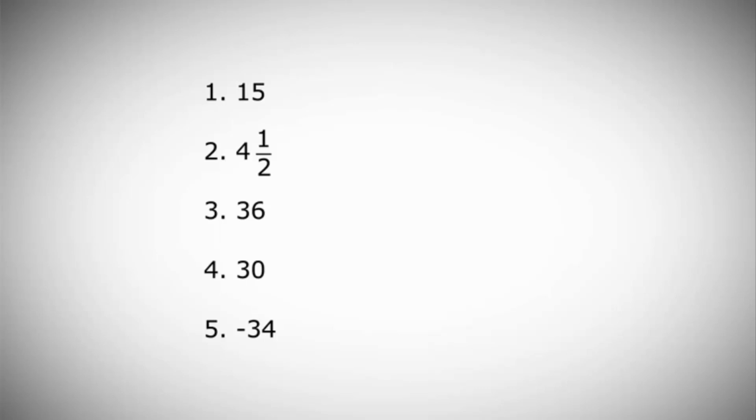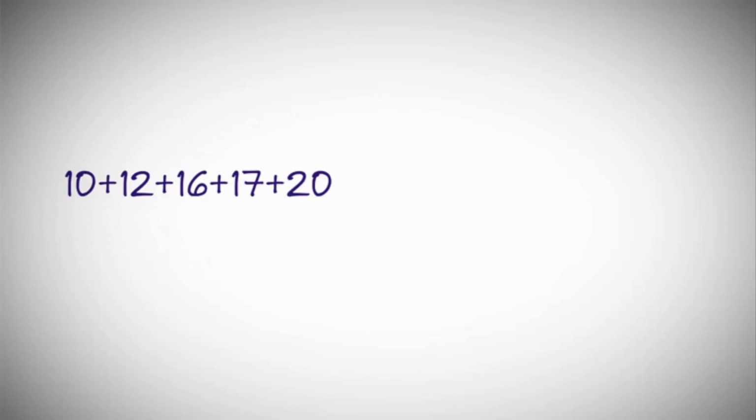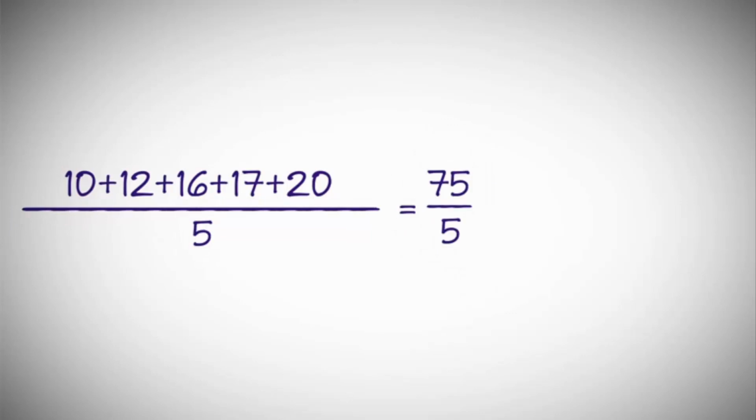Now that you've checked your answers, let's walk through example 1. The directions tell us to find the average of the set of numbers 10, 12, 16, 17, and 20. So our first step is to apply the average formula. Take all of those values and find the sum, 10 plus 12 plus 16 plus 17 plus 20. Then we're going to take that sum and divide it by the number of values, which in this case is 5. So we have 75 on the top, 5 on the bottom. All we need to do is reduce our fraction, divide both the top and the bottom by 5 to get the average of 15.